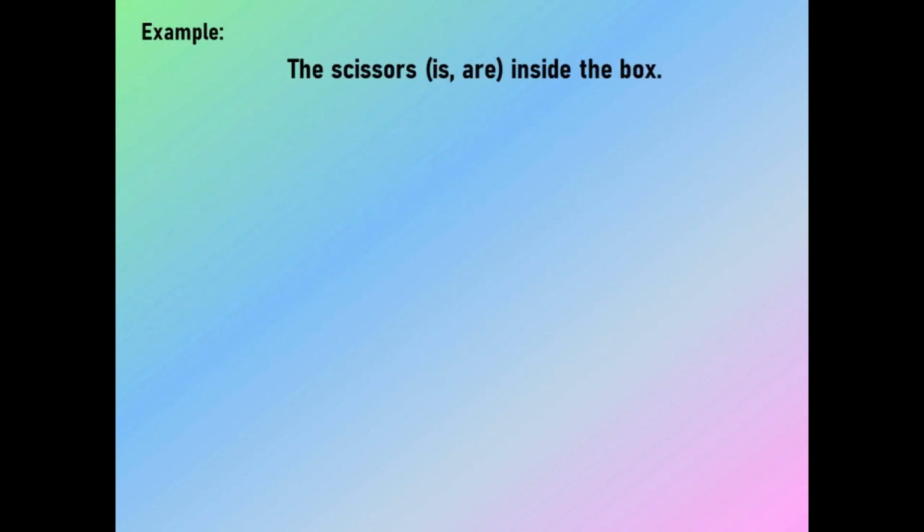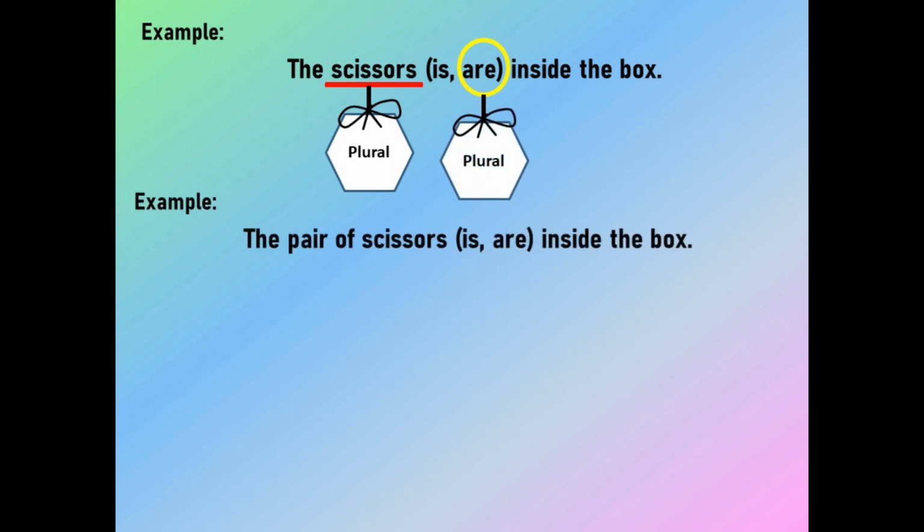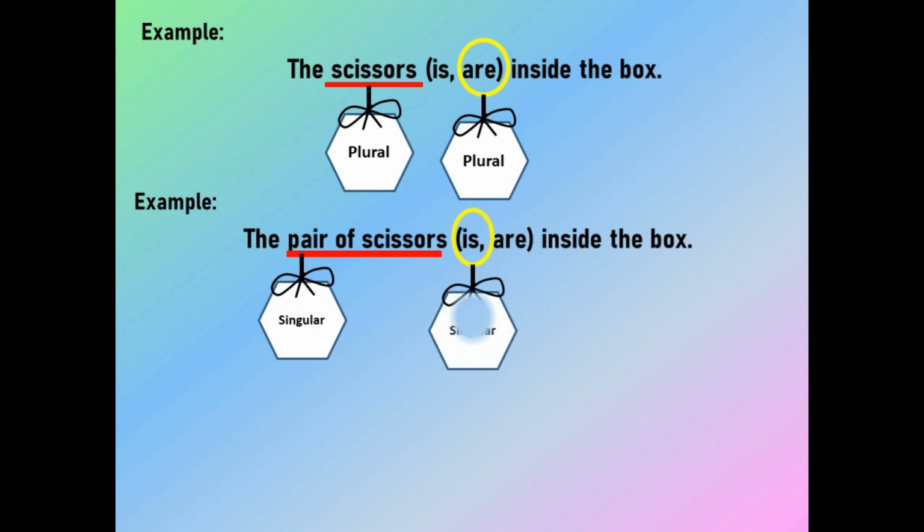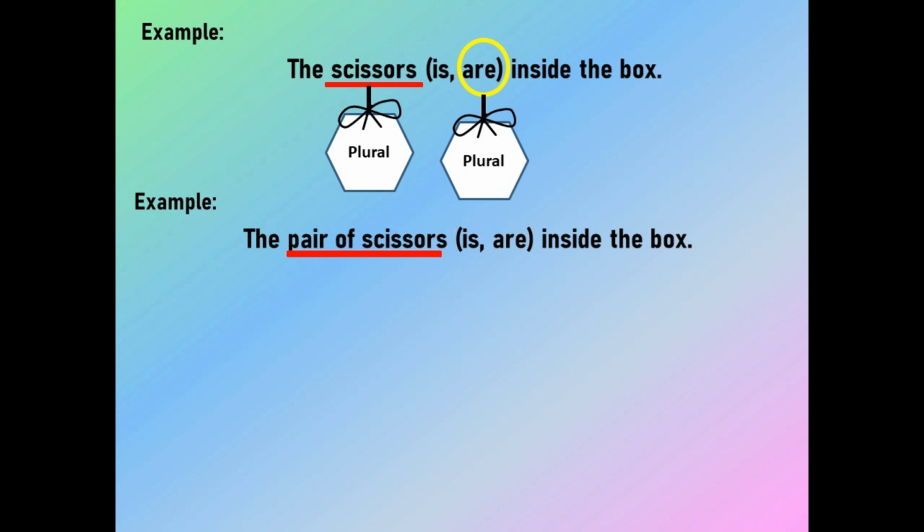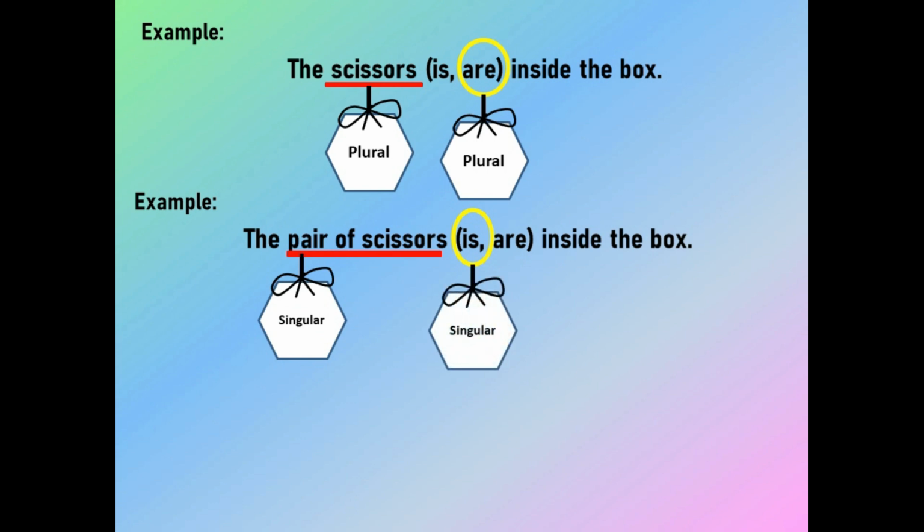Another example: the scissors are inside the box. We have the subject scissors, which is plural. So we need to use the plural form of the verb, are. Another example: the pair of scissors is inside the box. So we have here the subject, the pair of scissors. And the correct verb is is. Now in the sentence, we have the main subject, which is the pair, and that is singular. Of is a preposition there. Therefore, the subject is not scissors, which is plural in form, but the correct subject there is pair, which is singular. So we need to use the verb is, which is also singular.